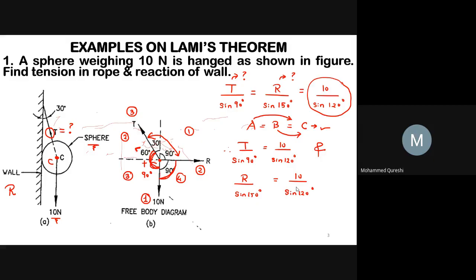So here you will get the value of T after calculation, that is sine 90 degree into 10 upon sine 120 degree. So you will get the value of T as 11.55 Newton, and the value of R will be 10 into sine 150 degree upon sine 120, that is R you will get as 5.77 Newton. So in this way, by using the Lami's theorem, you can easily calculate the tension or the reaction in the rope or wall.